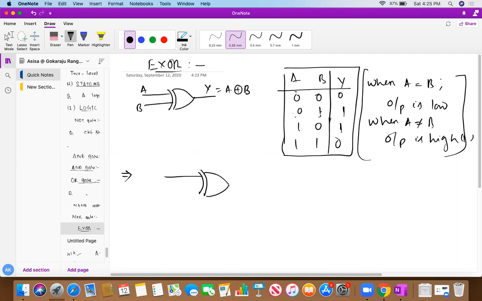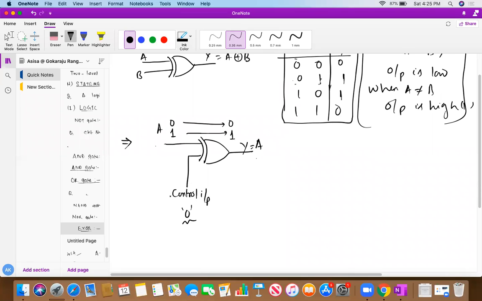So this is my XOR gate, and this is, let's say, the control input. The control input is, let's say, 0, and this is my A. If A is 0, obviously I am getting 0. If A is 1, I am getting 1. So what is happening here? The same A is reflected at the output if my control input is 0. Whatever input I give gets reflected at the output Y. So when the control input of the XOR gate is 0, can it behave like a buffer? Yes, obviously the XOR gate will behave like a buffer. I am going to use this in many places, students.